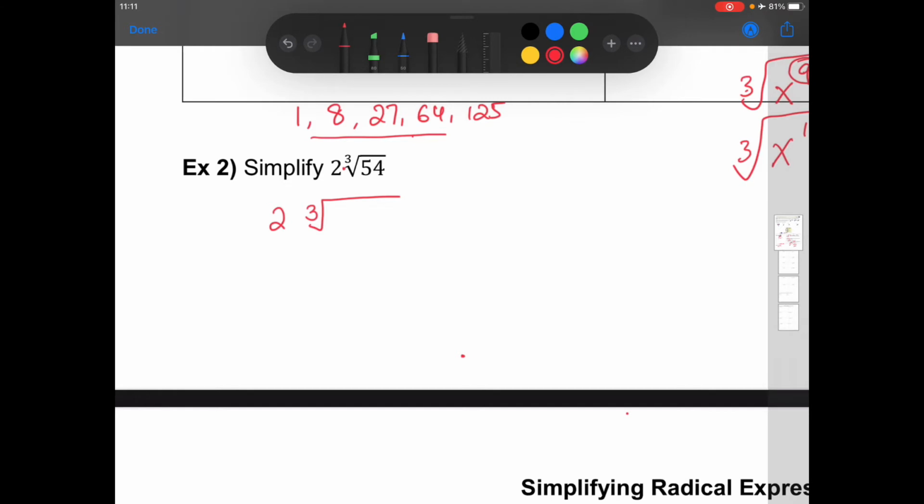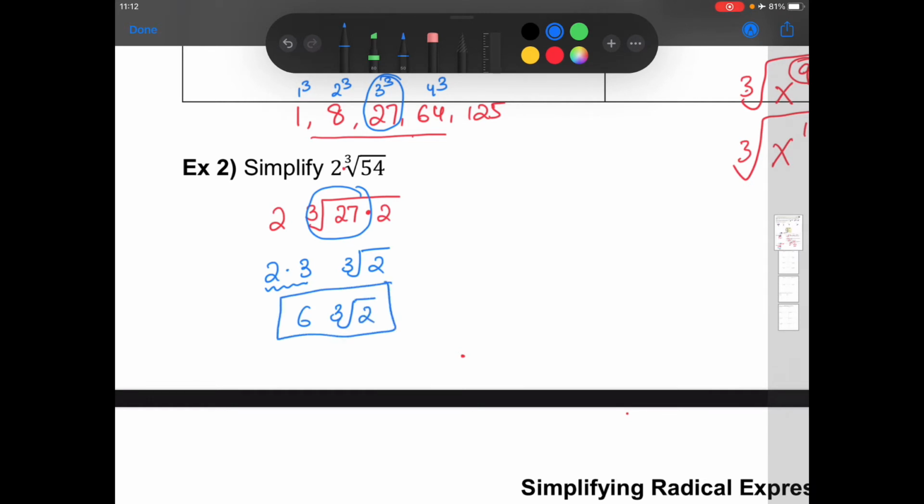So I literally go to half of 54, which is what? 27. Does 27 make my list? Yes, it did. So it'll be 27 times what? 2. Now, what is the cube root of 27? Isn't this, if I want to write this, 2 cubed, 3 cubed. We did that for the do now also, so you should know 3 cubed is 27. So the cube root of 27 would be what? Just 3. And then you're left with the cube root of 2. 2 times 3 is 6. So 6 cube root of 2.